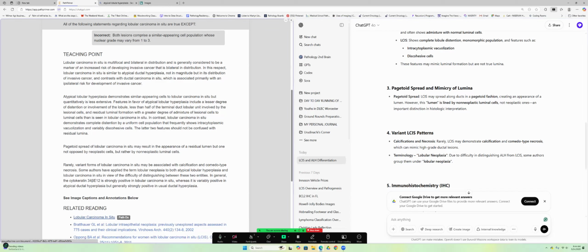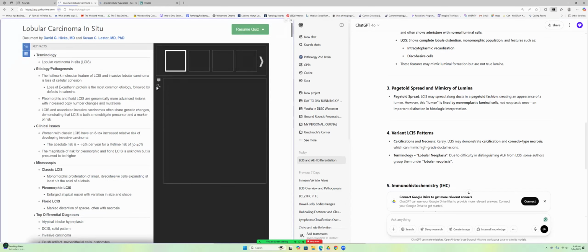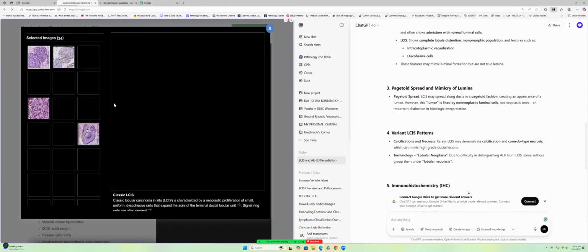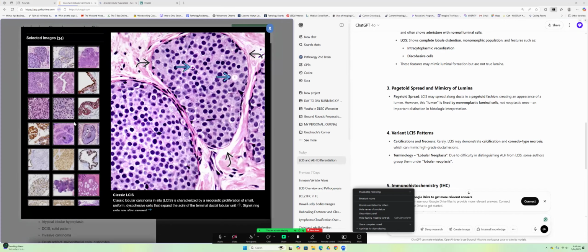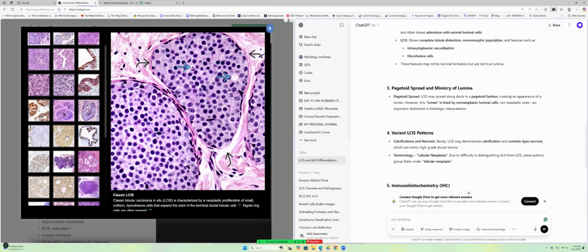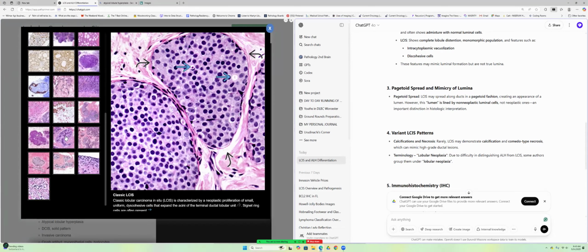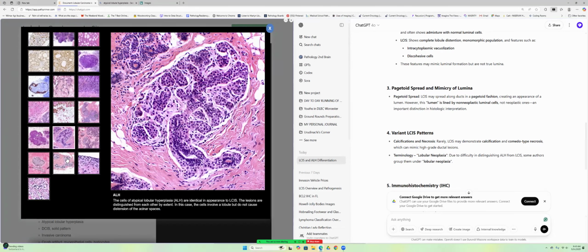Remember the clinging type LCIS? Can you describe the clinging type LCIS? Well, I can't remember, but what I remember is pagetoid. Is this LCIS or ALH? ALH. Why?